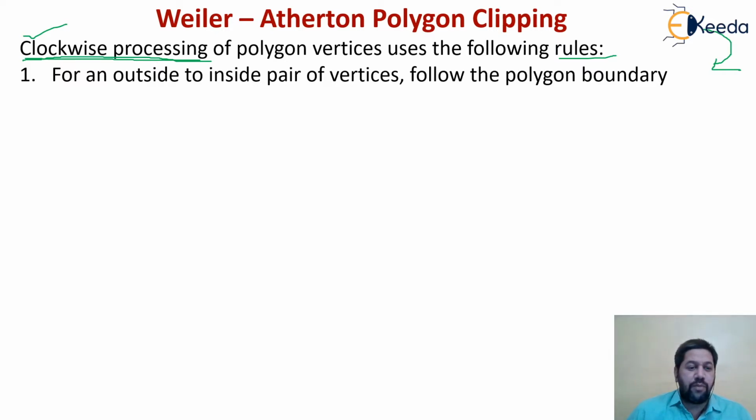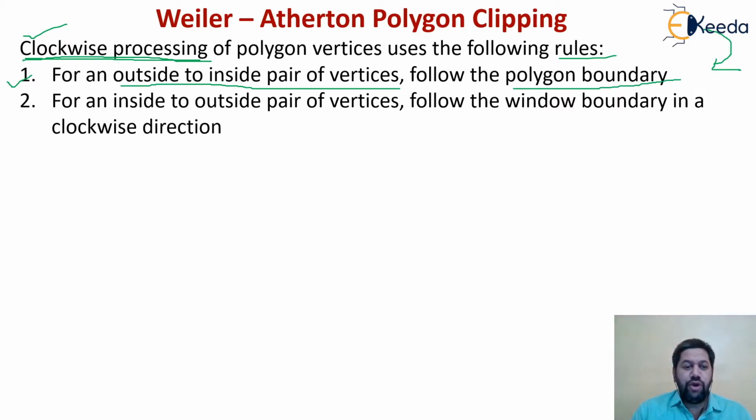Okay, what is my rule number 1? For clockwise processing, for an outside to inside pair of vertices, outside to inside means my first point is outside, second point is inside. So for an outside to inside pair of vertices, we are going to follow the polygon boundary. If my pair is outside to inside and I'm considering the clockwise processing of the polygon vertices, then we are going to follow the polygon boundaries.